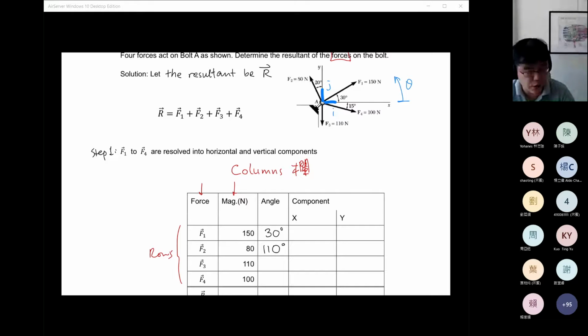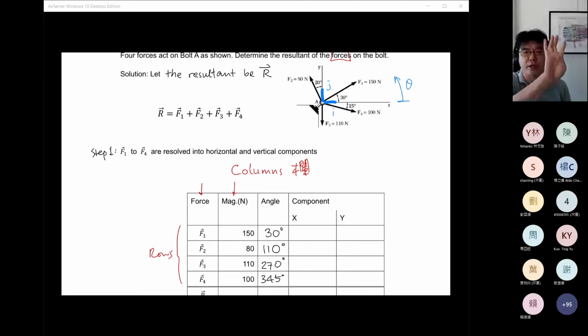For F3, F3 is going downwards. So the angle is from 0 to 90 to 180, and then here is 270. Okay, from the right. This one's clearer. So we have 0 degrees and then 90 and then 180 and then 270 here. And then the last one is 345 degrees.